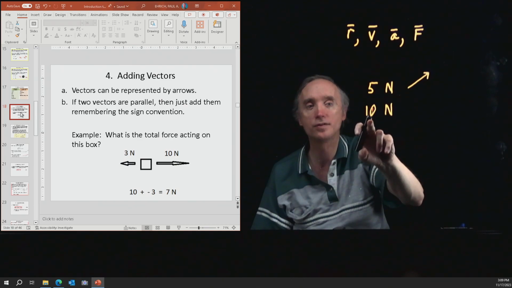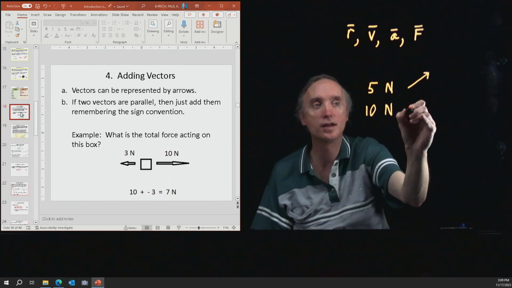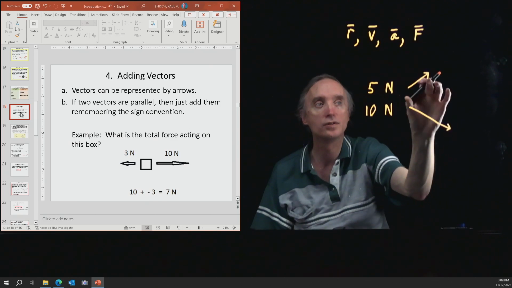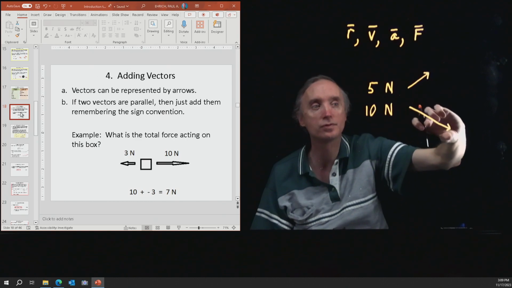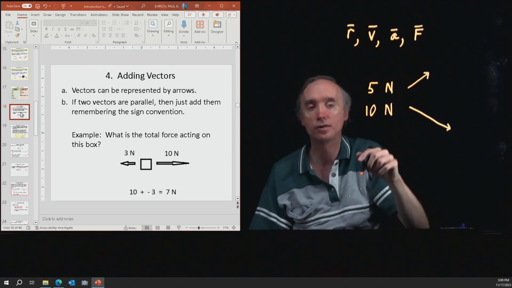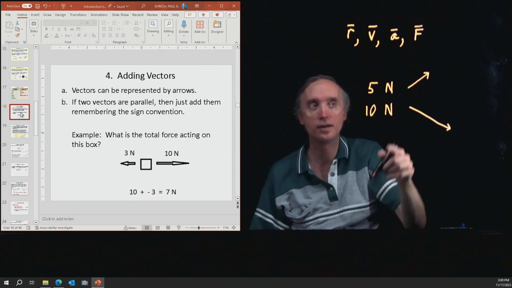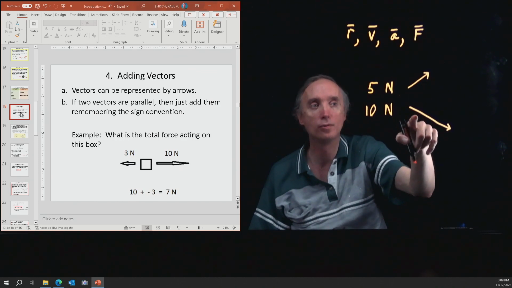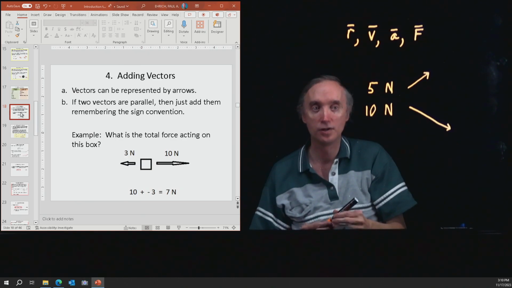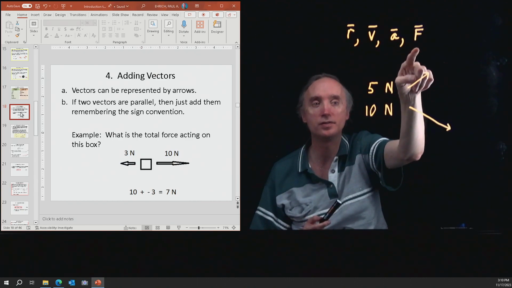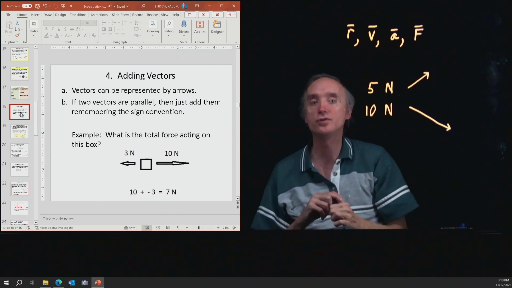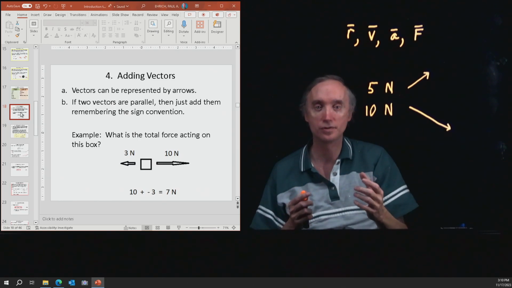If you've got a 10 Newton force, and let's say it's going off in this direction, we need to make it 2 times the length of that one. So the longer the arrow, the greater the magnitude. And the direction that the arrow points in is the direction that the vector is going in. So we can represent any of these quantities up here with arrows. Okay, now we want to add vectors together.